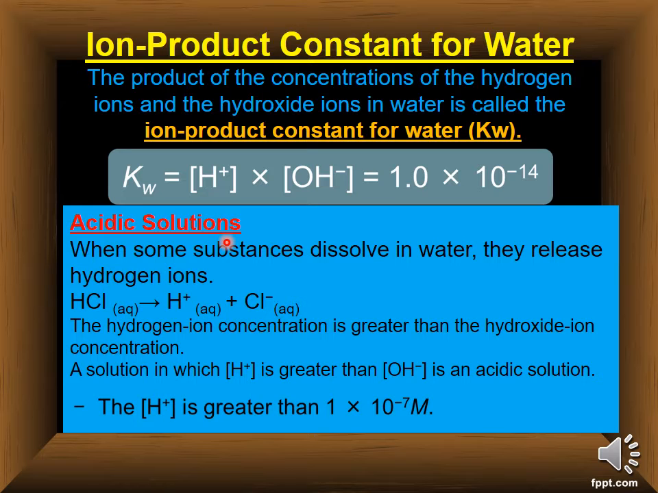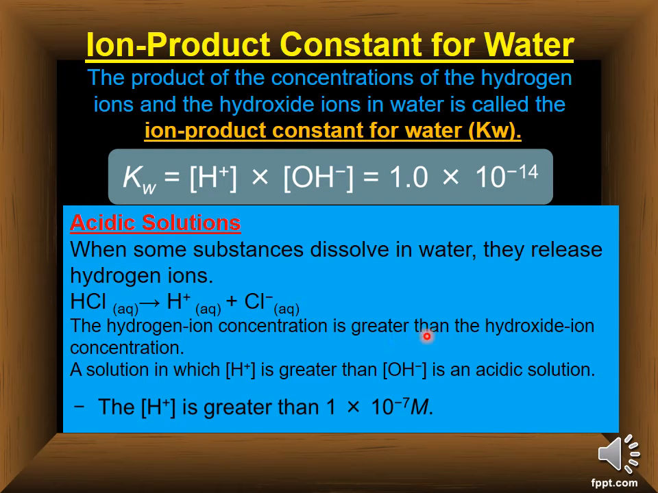Now, acidic solution. In an acidic solution, when some substance dissolves in water, it releases the hydrogen ion. Okay, an acid means it donates the H positive ion. We discussed this last week. So HCl, if we break it down, gives you H positive ion and Cl negative ion. Okay, so this H positive ion, where does it go? Good, to the H2O molecule and becomes hydronium ion.